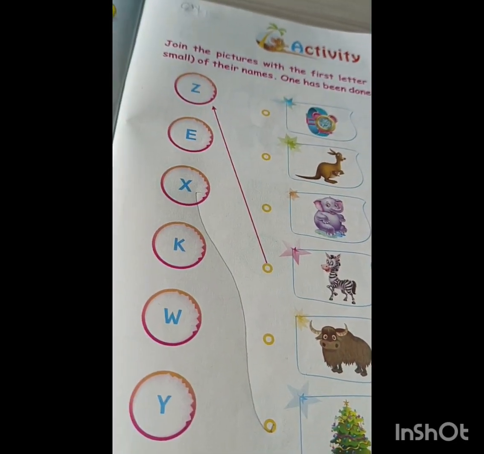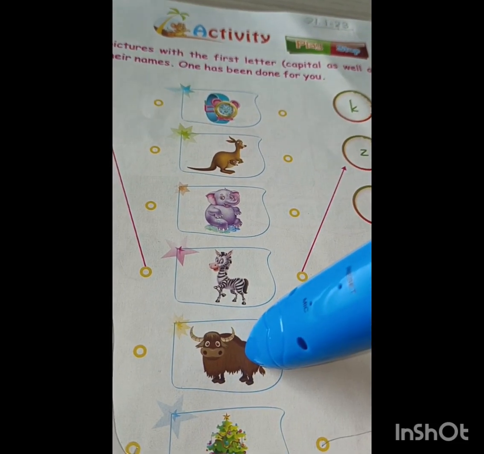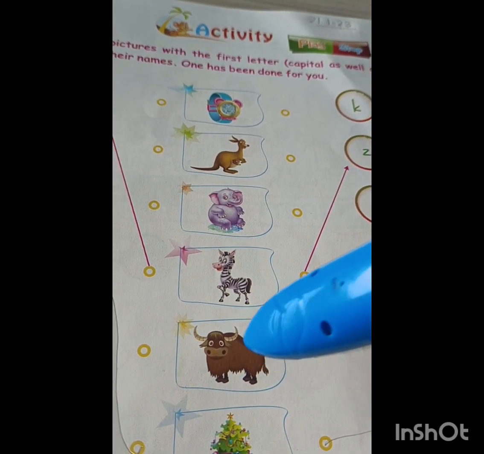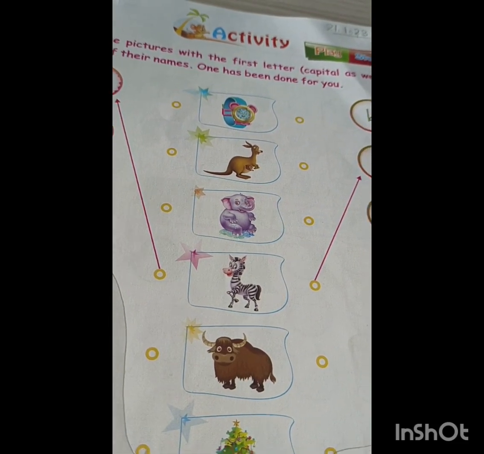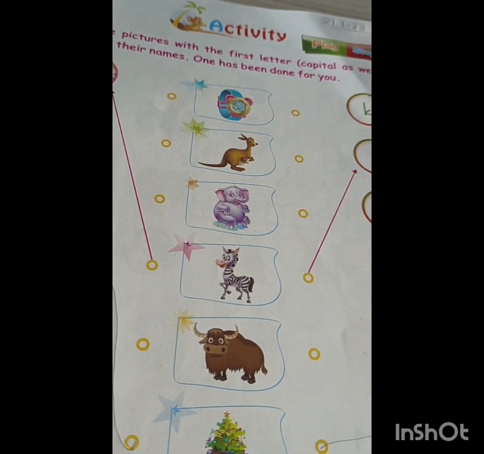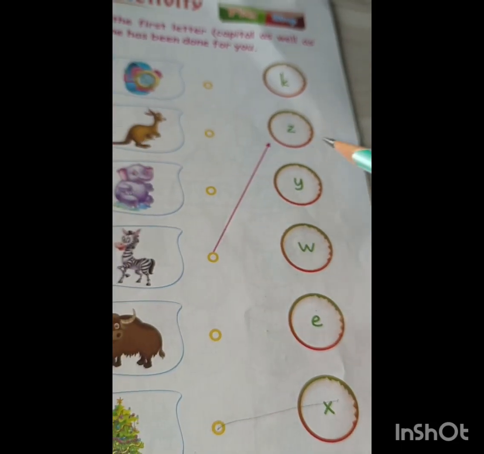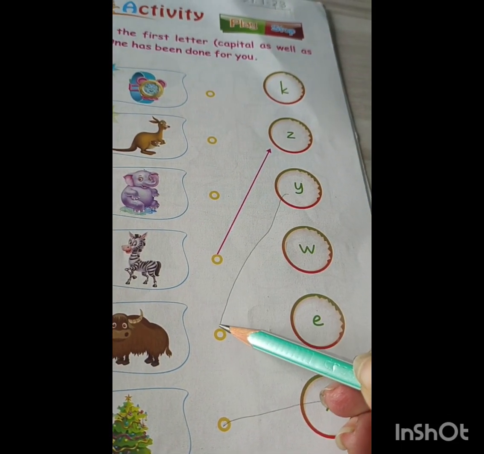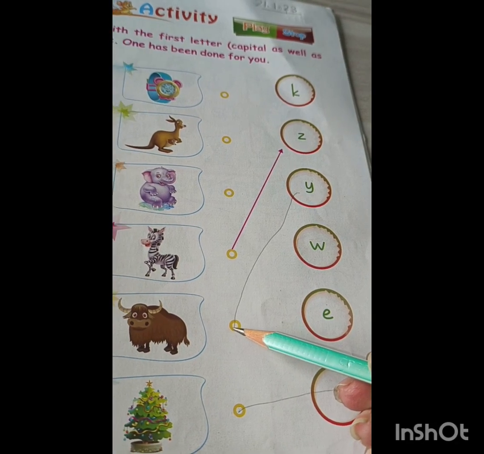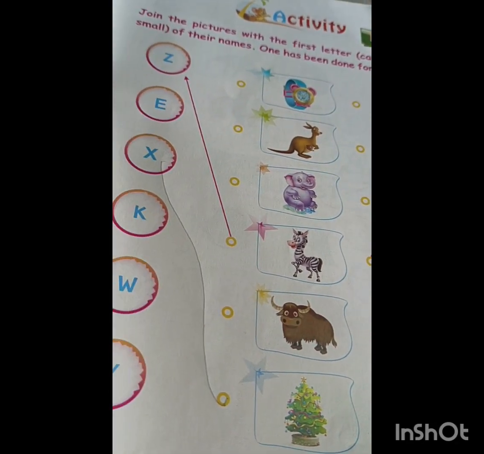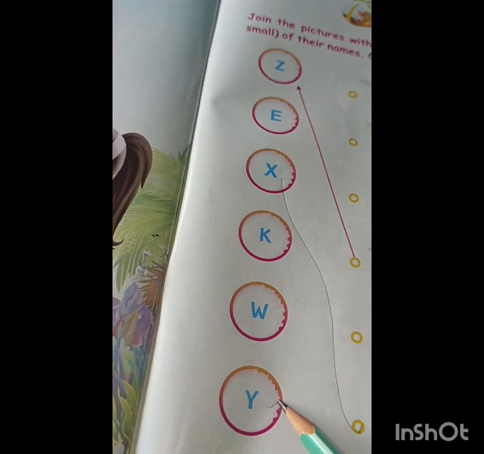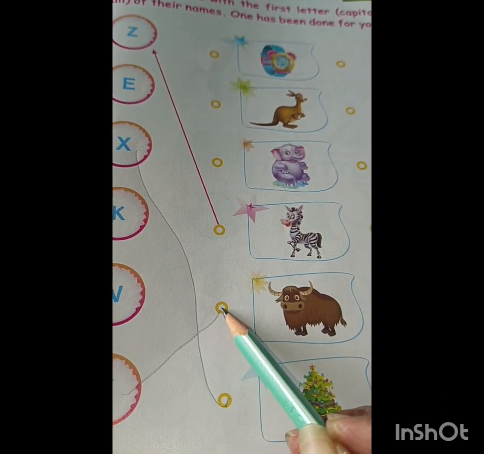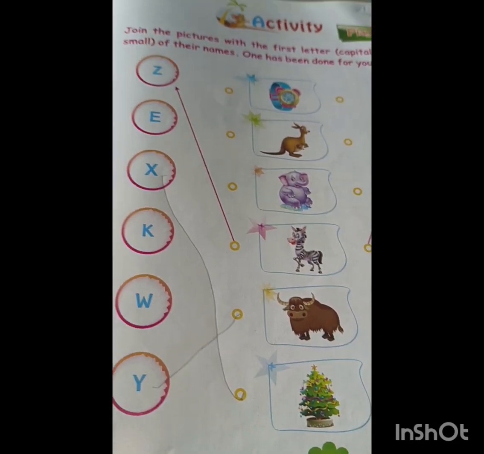Okay. Now, what is this? Yak. Yak starts with Y. Which letter? Y, Y, Yak. Where is letter Y? See? This is baby Y. Match the baby Y with Y, Y, Yak. Where is mama Y? This is mama Y. We will match it from here.